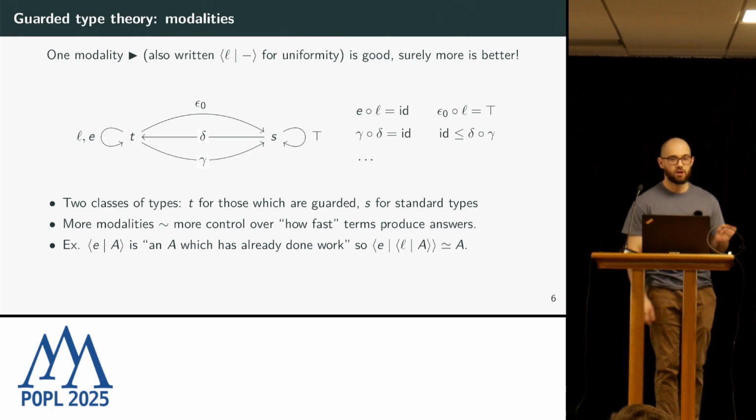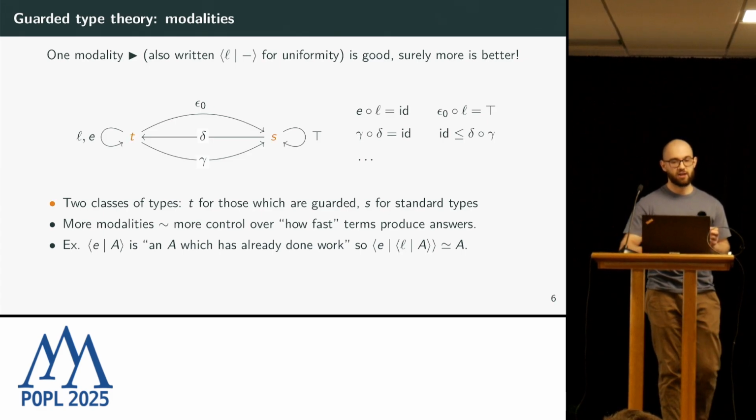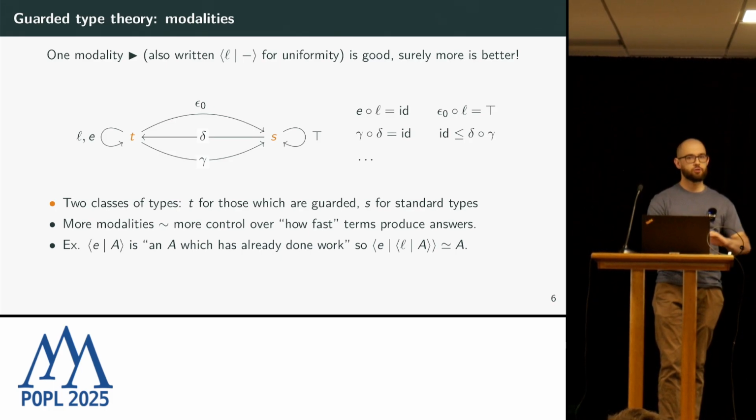And in particular, there are actually two very distinct classes of types inside of Gatsby. We have T and S. We call these modes in the paper. And the idea is that types at mode T, those are guarded types. Those are the ones that want to talk about Loeb induction, that later acts on, all that stuff.